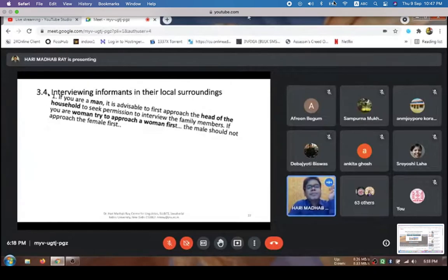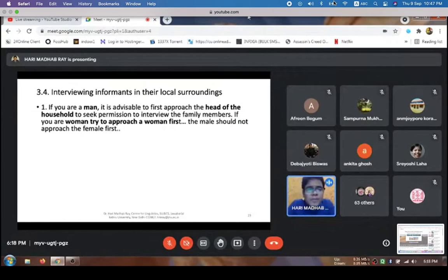Okay, so while interviewing informants in the local surroundings, these are the things we have seen, and Professor Abhi and others' fieldworks also at times are pretty good. These are the practical suggestions. Professor Abhi also gives that if you are a man and you are in a village, it is advisable to first approach the head of the household to seek permission to interview the family members. If you are a man, let's say, but if you are a woman, it is better to approach the women first. The male should not approach the female first, especially if you are a male going to a new place and approaching a female, so they may take it in a different way.